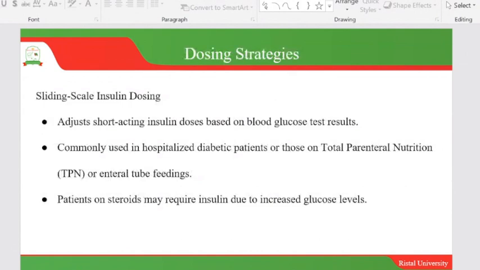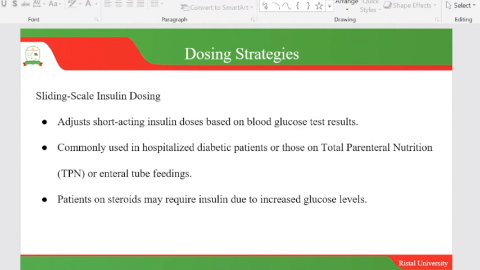So what are the dosing strategies? Let us look at sliding scale insulin dosing. This is a kind of dosing that is adjusted based on the amount of glucose that is in the blood circulation, and in most cases this one is done when we are administering the short-acting insulin. The dose is adjusted based on how much glucose is in circulation, and needs to be taken up into the tissues. This one is commonly used in hospitalized diabetic patients or those on total parenteral nutrition, which can be abbreviated as TPN, or enteral tube feedings, like patients who are on NG tube.